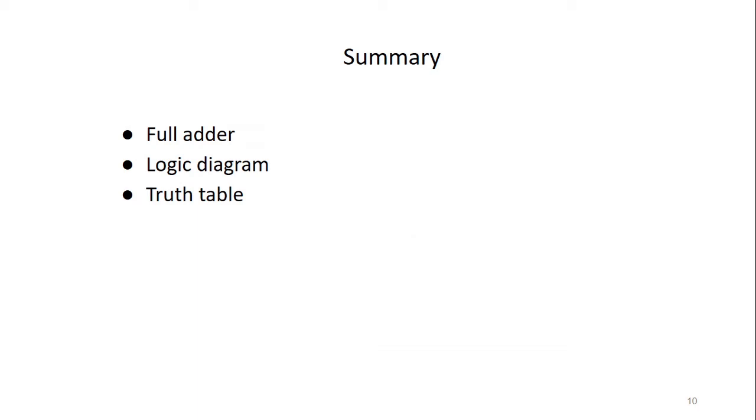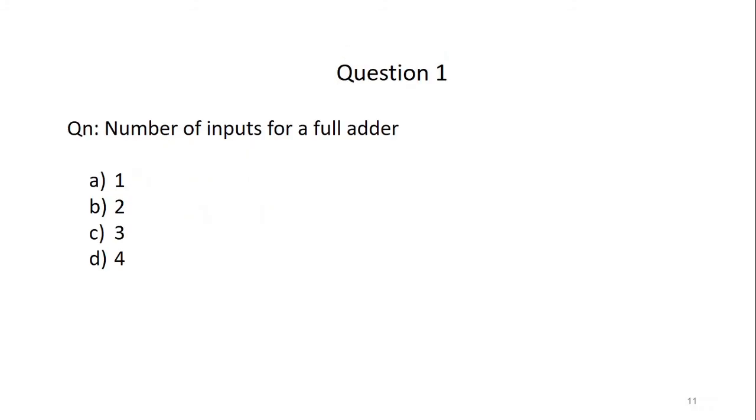We have seen the function of the full adder, which adds 3 bits and produces a sum bit and a carry out. And the implementation of the full adder using the logic gates we have seen, and the possible input and output possibilities we have seen with the help of the truth table. Now, what is the number of inputs for a full adder? See, for an adder, it can be half adder or full adder. Half adder is having 2 input bits and full adder is having 3 input bits.